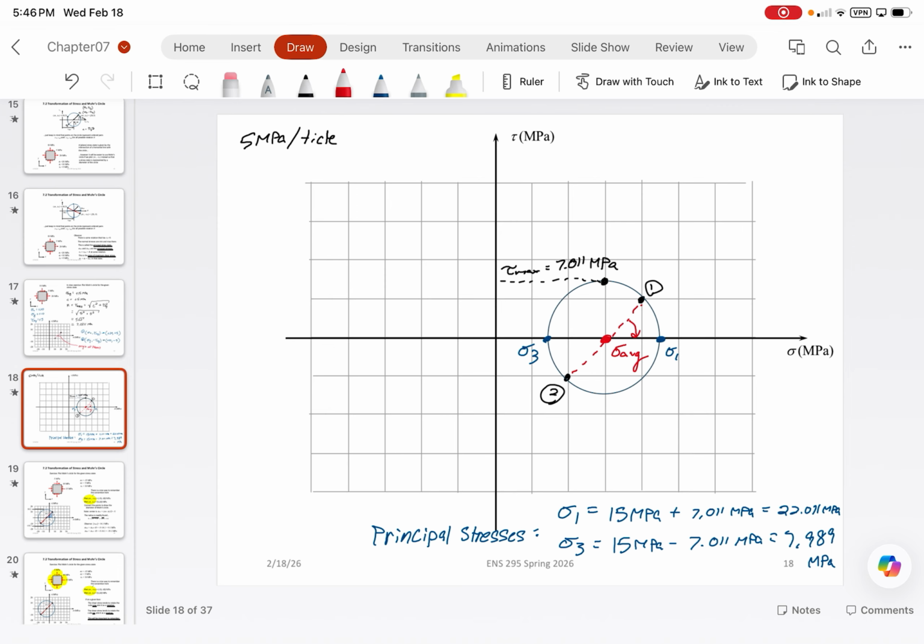Yeah. Is it just the inverse tangent of the tau xy over sigma x? Would that get you the angle? Shouldn't be over sigma x, but would it be like sigma x minus 15, like minus the average, to just get that distance? You're on the right track, yeah.